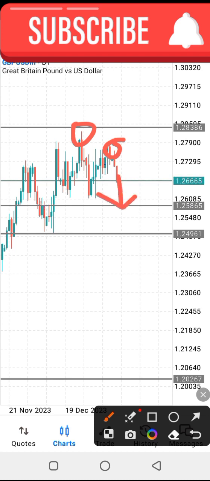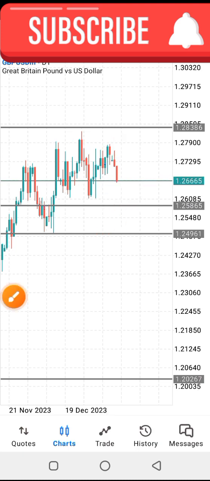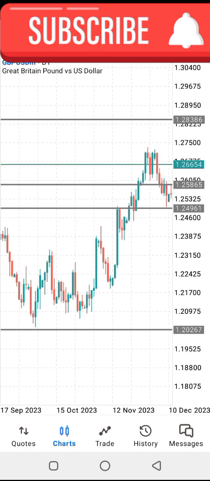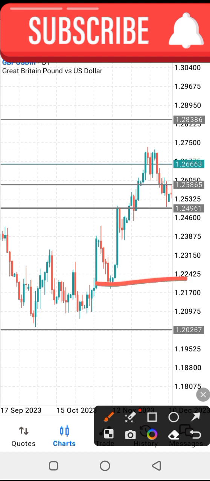The first target is going to be this support right here. Next target is going to be this support right here. You understand? So that will give me an idea of what price wants to do. Okay, so I have this. Now there's also support here. You can see there's support here. You can put a line there if you want.